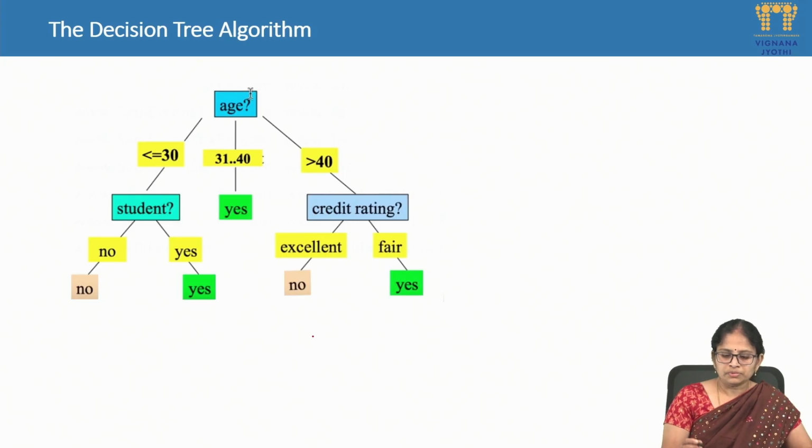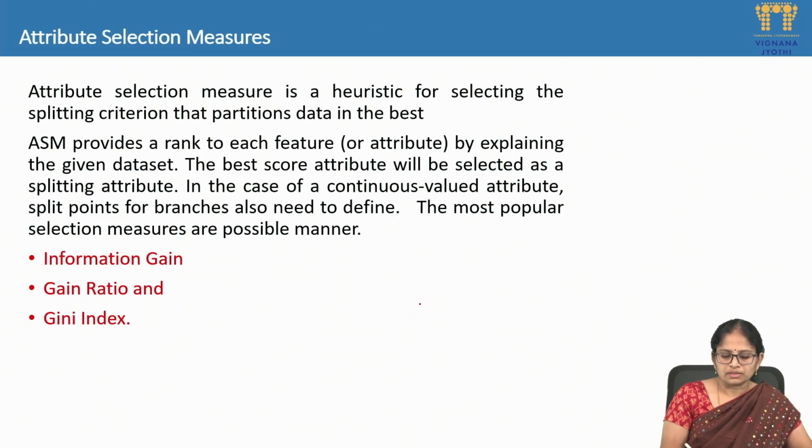So this is another example where we have age in the form of numerical values: less than or equal to 30, 31 to 40, and greater than 40. Based on the splits created by using an attribute selection algorithm, we decompose the data set into three different subsets. Again, those subsets are tested against another attribute, that is whether student or not, and they are further decomposed so that the tree is constructed.